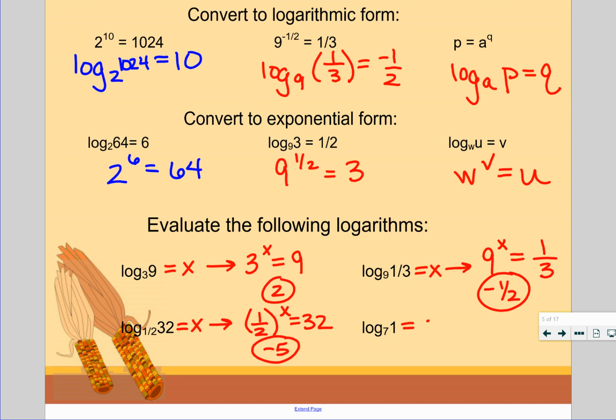Okay, last one of these. Log base 7 of 1 equals x. Okay, I'm going to write it with an exponent. 7 to what power gives me 1?